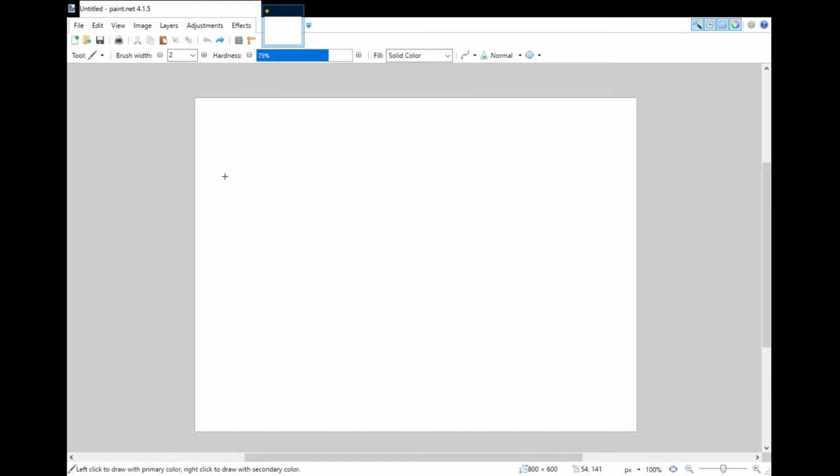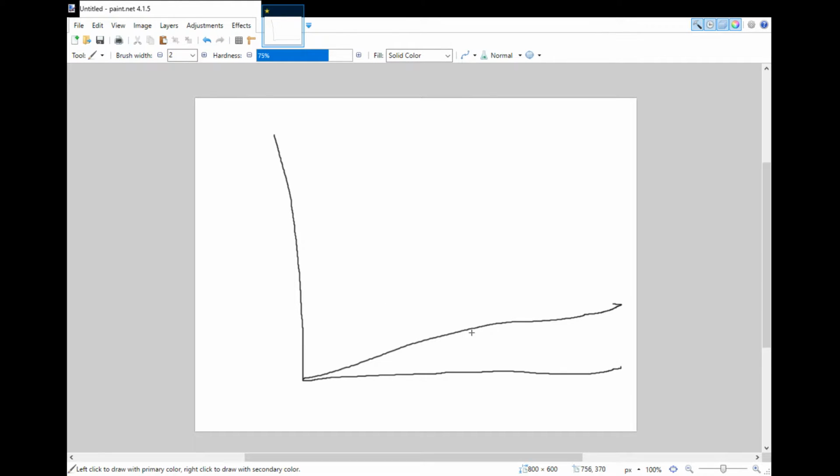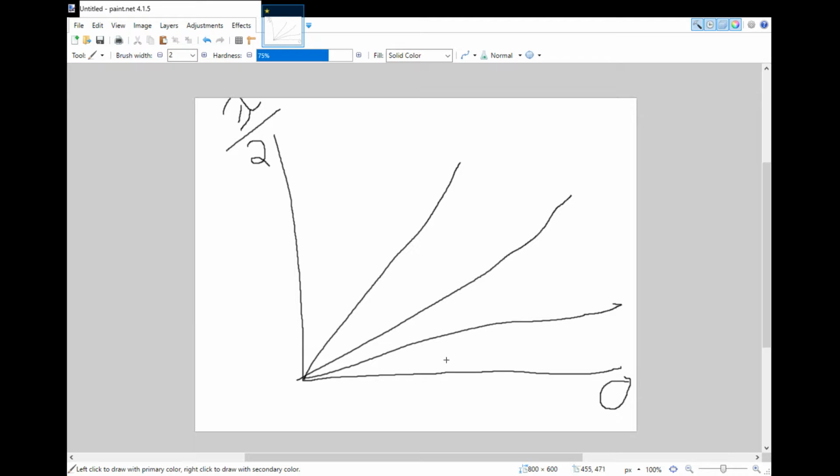So the way I do it is this. I memorized basically the first quadrant. Now there's three lines, as we all know. This is pi over 2. This is 0. This is pi over 6. This is pi over 4. And this is pi over 3. Everybody knows that the x value is equal to cosine, and the y value is equal to sine.